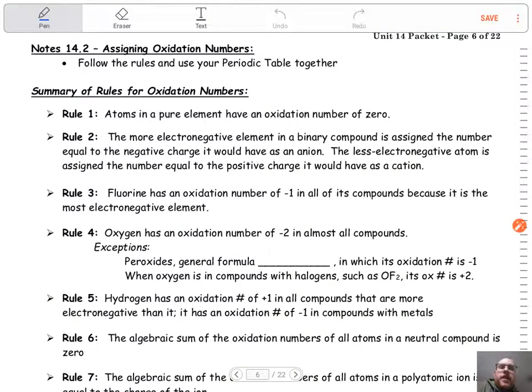Hey guys, this is video 14.2. We're going to learn how to assign oxidation numbers in this video. This is a huge, critical skill that you've got to be able to do.